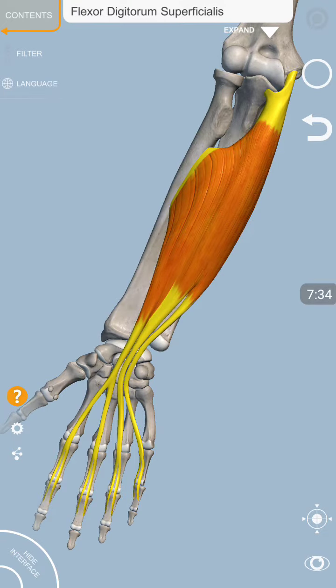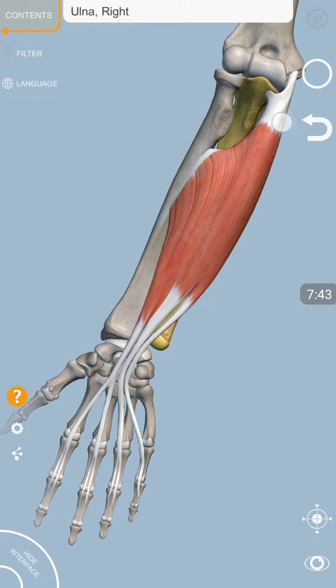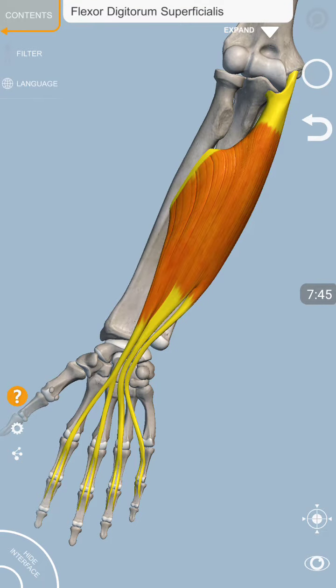So it is originating from the medial epicondyle, here you can see, along with other common flexors, and from the coronoid process, second attachment, and third attachment from the anterior oblique line of the radius. Okay. One thing you must understand, in the anterior compartment of the forearm, the deeper the muscle, the more distal would be its attachment.